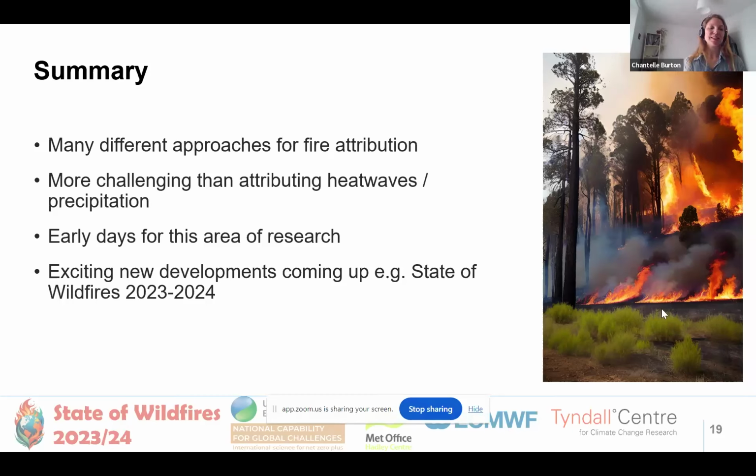So yeah, I hope that's given a flavour of the different tools that we have available for fire attribution, and it would be great to discuss those further here. Thanks a lot.